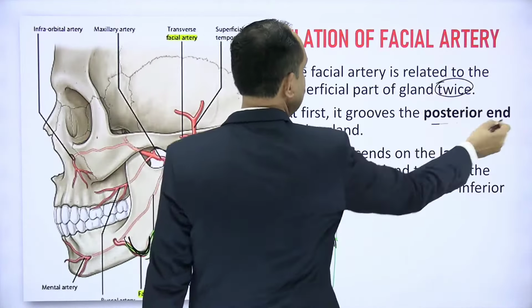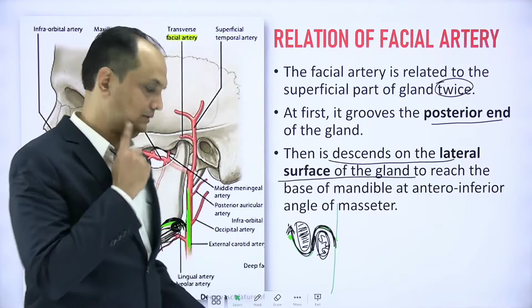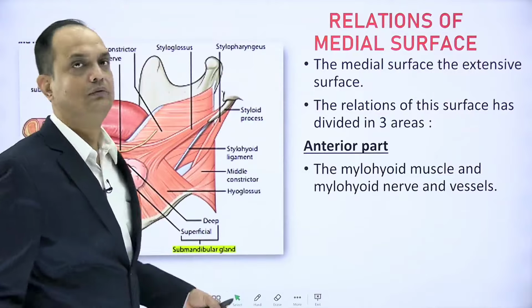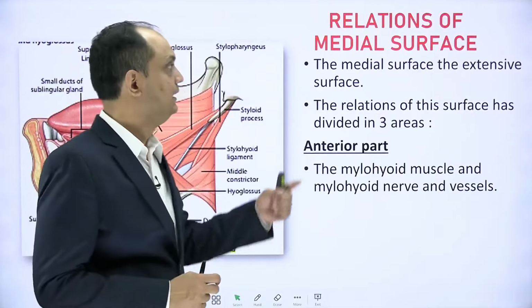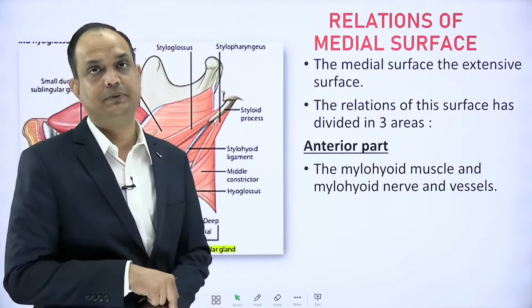First is at the posterior end, and second it descends on the lateral surface of the gland, and here ultimately it will reach the anteroinferior angle of the masseter. Clear? Now the next relation is about the medial surface of the superficial part. Now the medial surface is an extensive surface, and its relations are described in three different areas.